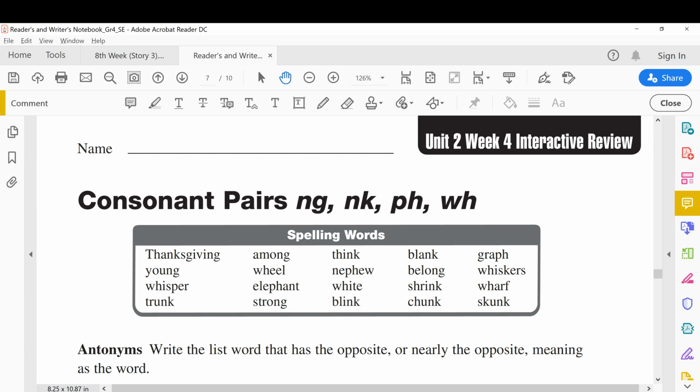Ng, like Thanksgiving. We do not pronounce the g, we do not say g. We do not say Thanksgiving with a hard g. This is wrong. We say Thanksgiving, like among. Then we have nk, like think, blank, it's a light k. Then we have ph, like graph. This is an f sound. Then you have wh, like whiskers, wharf, it's like a white sound.